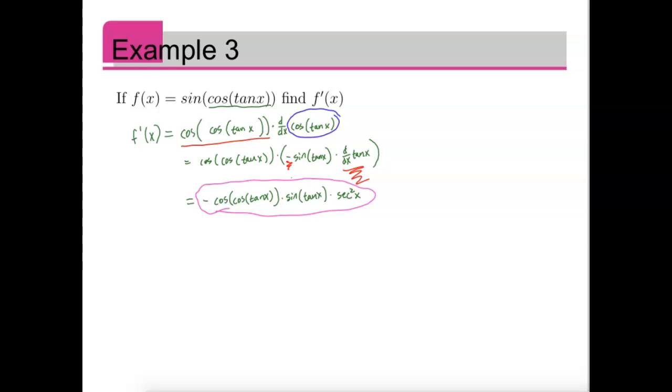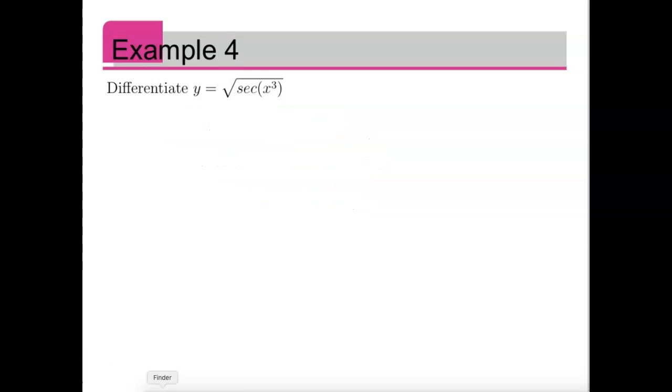All right, questions, or give me a green check when you're good with that example. I think we got one more. So here, this is again, we actually have multiple layers of composite functions. What's the outermost function? What's the outermost operation that's happening? Yep, square root. So I'm going to make that a 1/2 power.